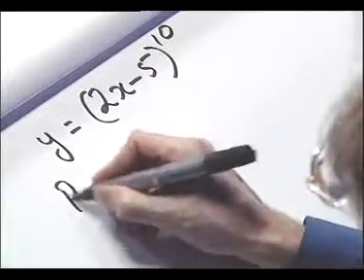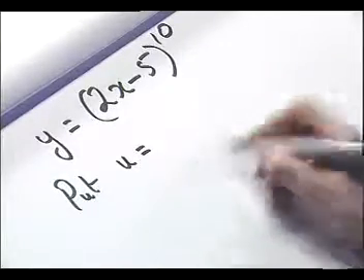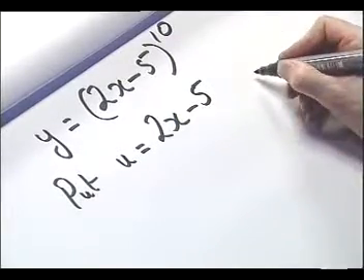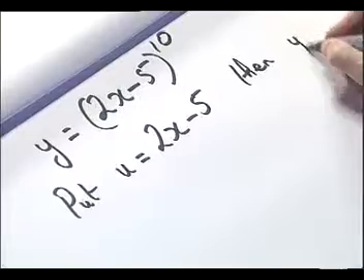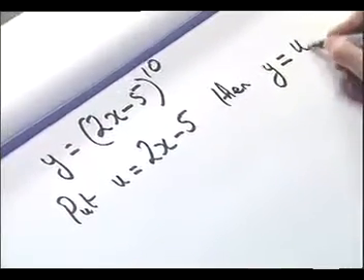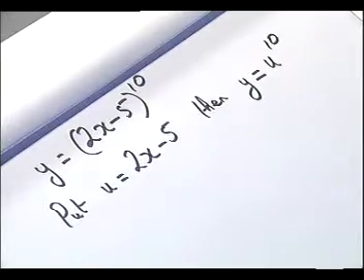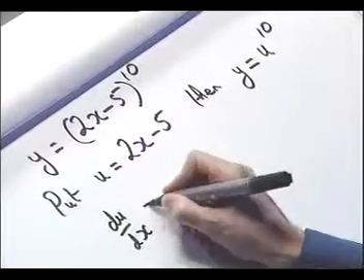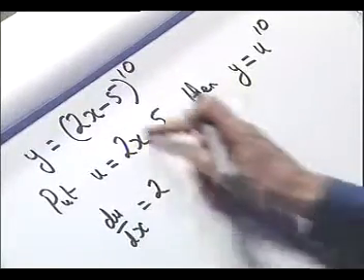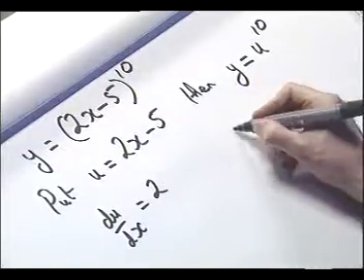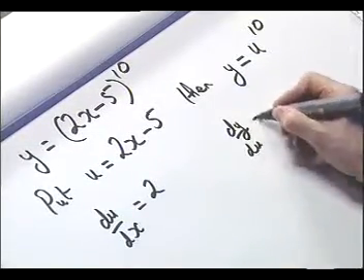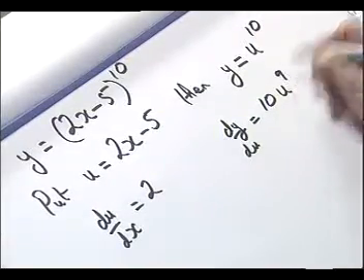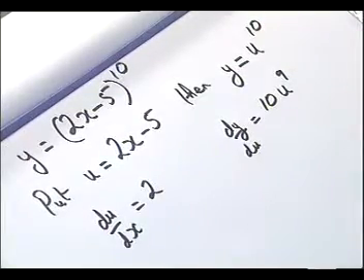So here, we will put u equals this bit here inside the bracket, 2x minus 5. And then y is equal to u to the power 10. I can now do the differentiation of the little bits. du by dx is just 2, the derivative of 2x just giving us 2, and dy by du is 10, we multiply by the index, u to the power 9, we take 1 away from the index.